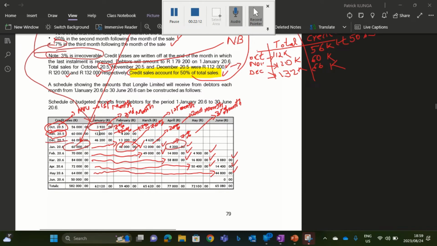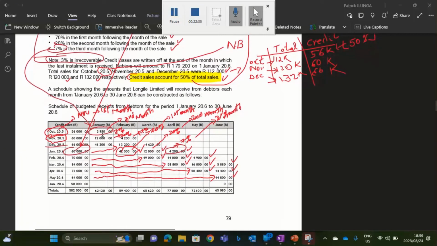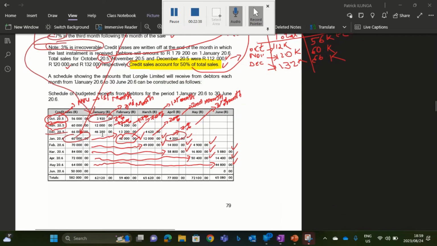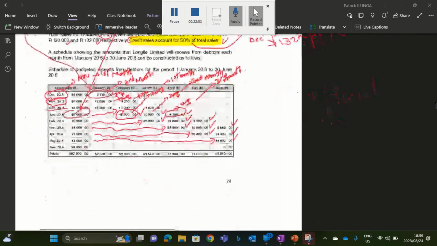But for November of last year, we will have the 20% that will fall in January, and the following February we will recover that 7%. And for December, we will have the three periods: the 70% in January, because the month after December is January, and then the following February we will recover 20%, and then in March we recover 7%. For January, all right, remember January, this is the amount that was there. It was budgeted 120,000 on credit, right?